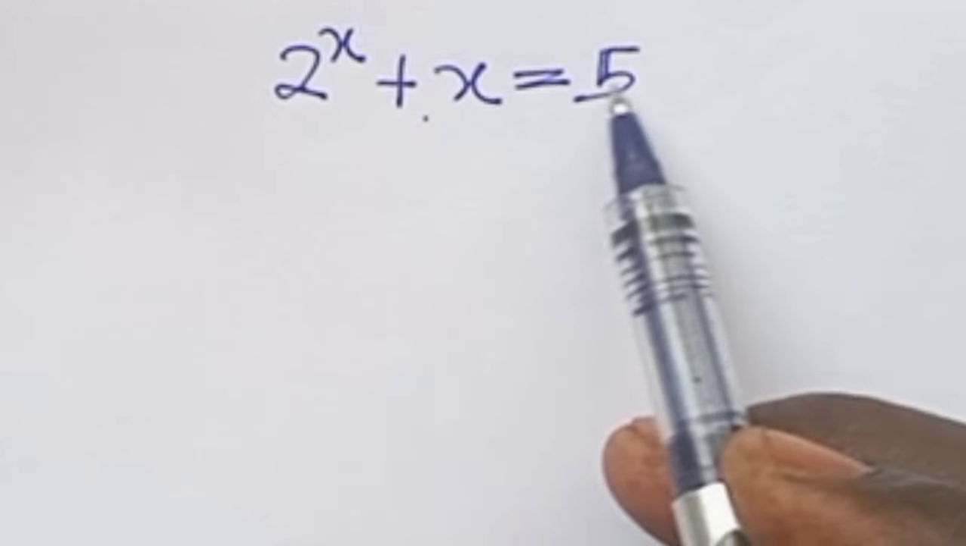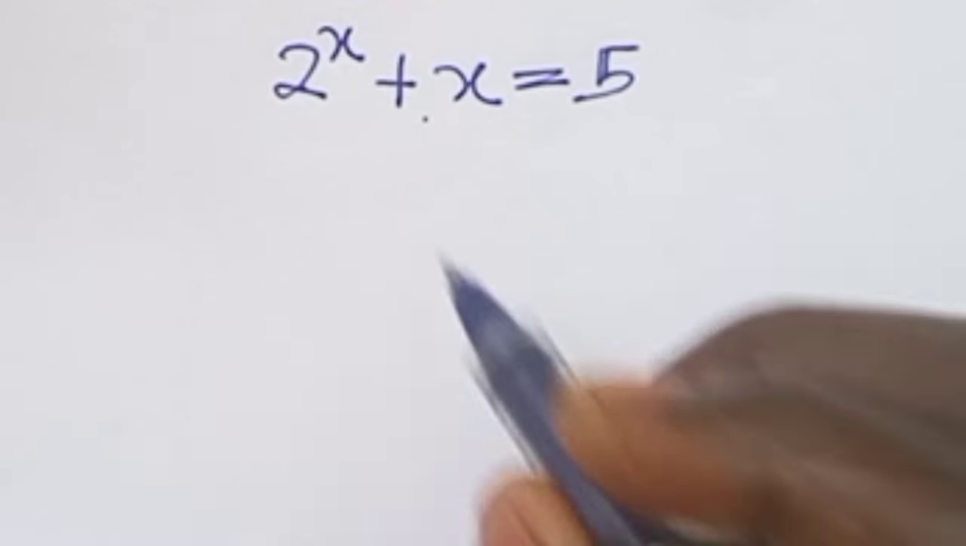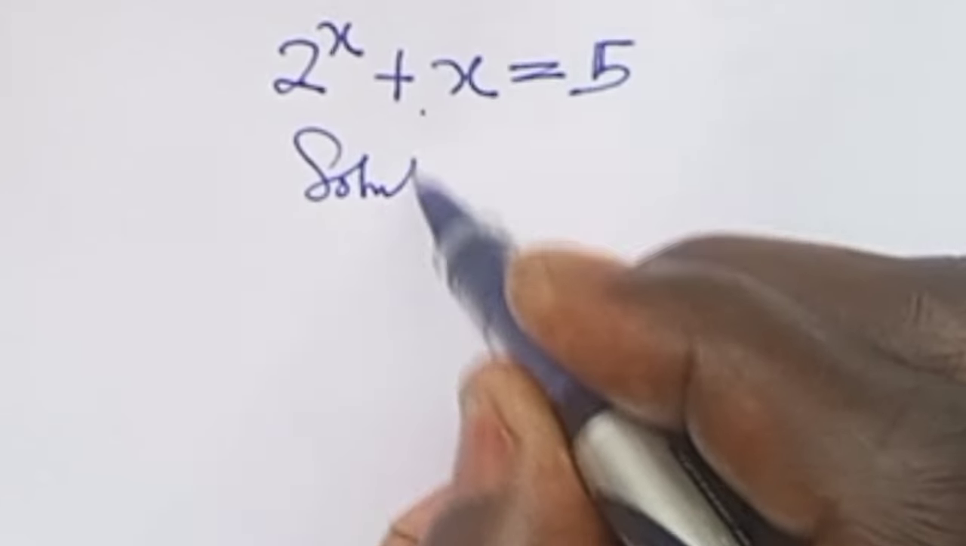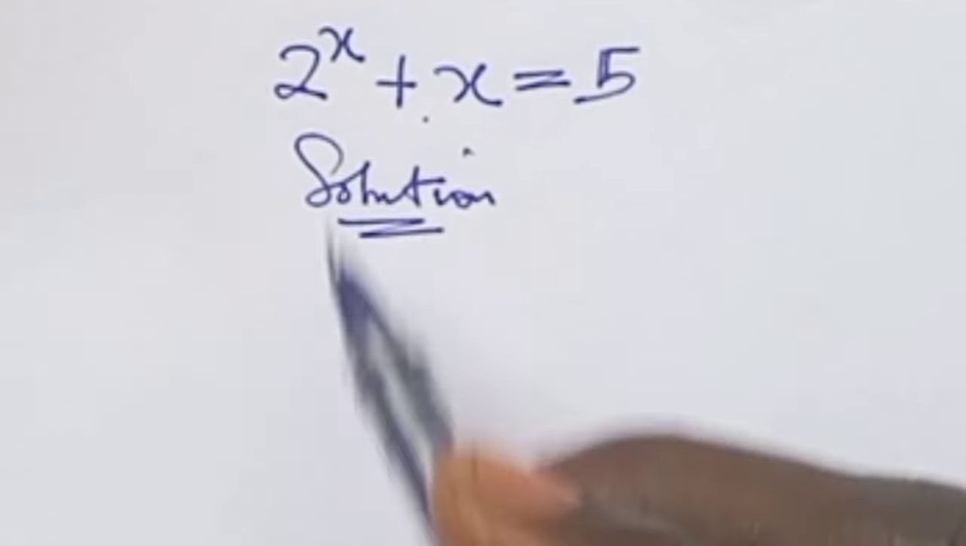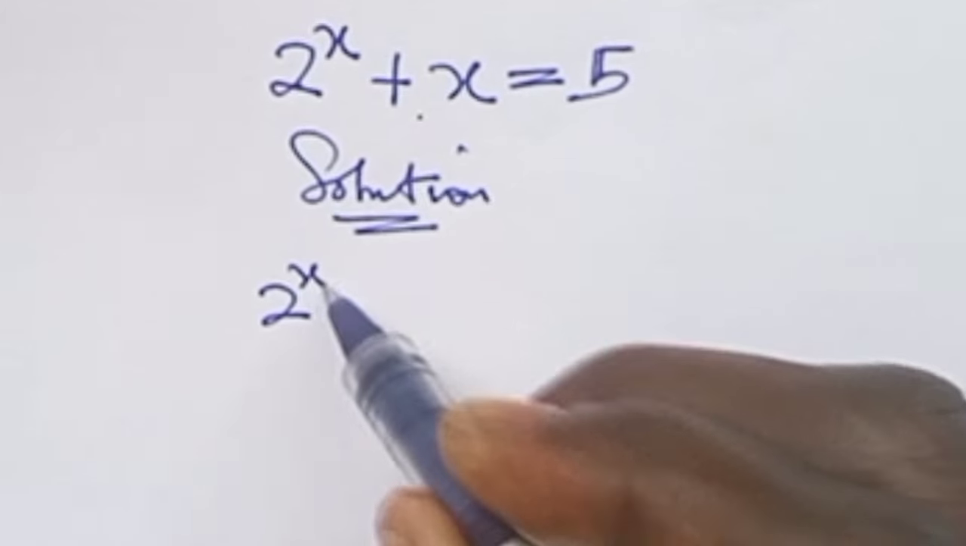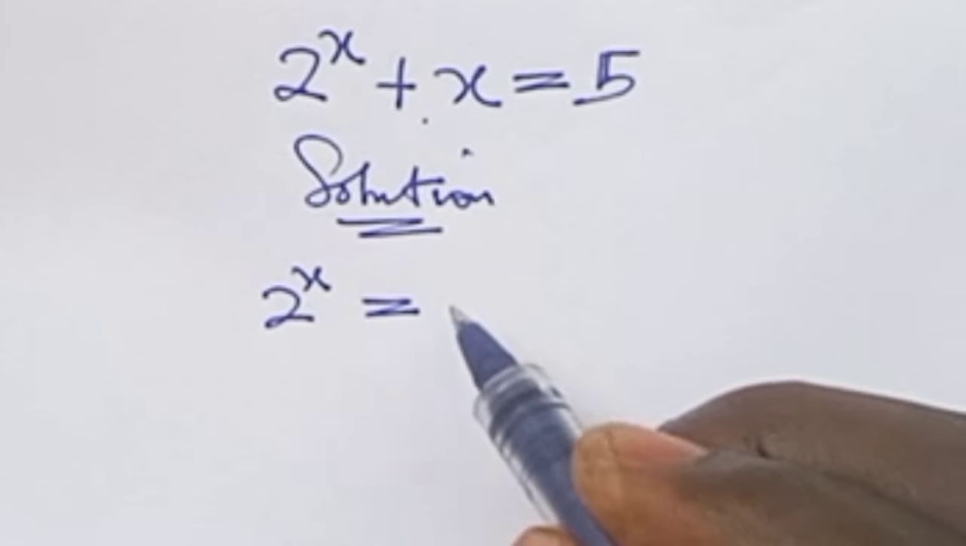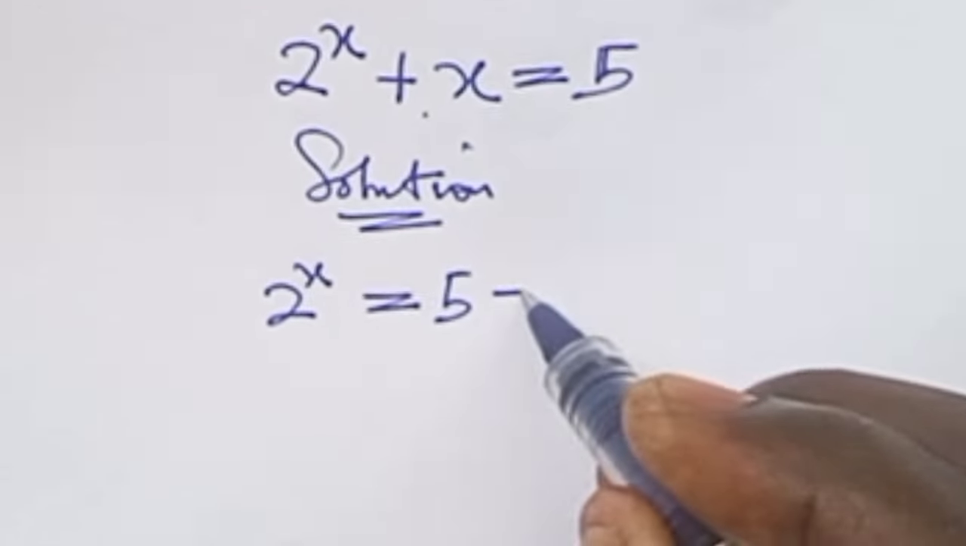And x is the unknown. So we are going to solve together. Let's say solution. We can rearrange our equation as 2 to the power of x equal to 5 minus x.